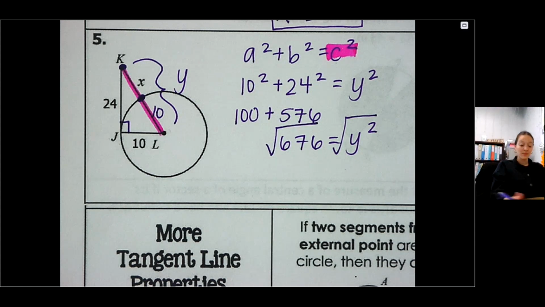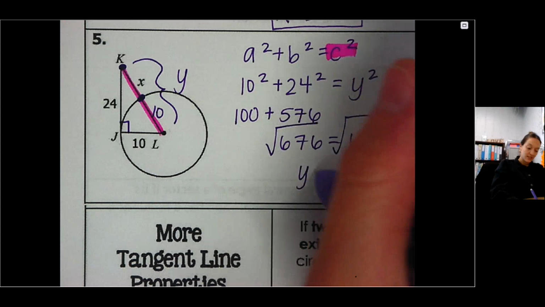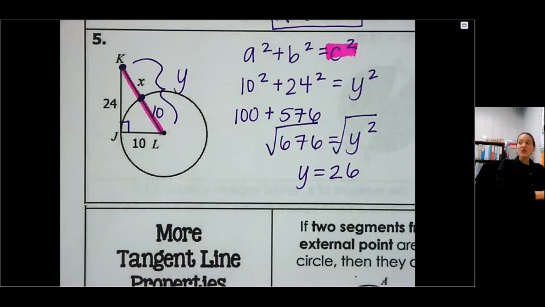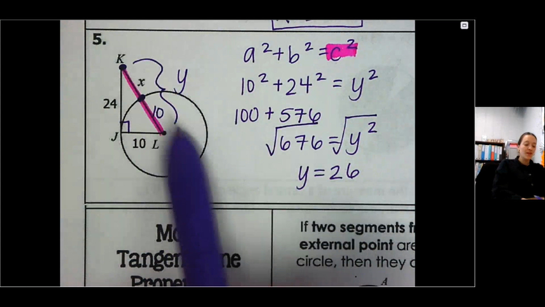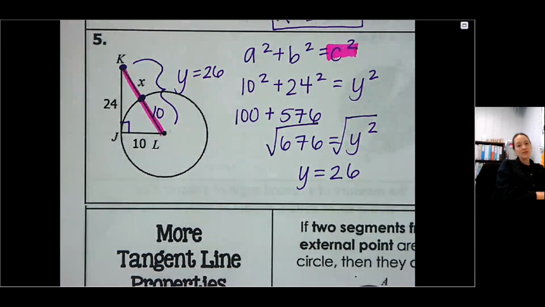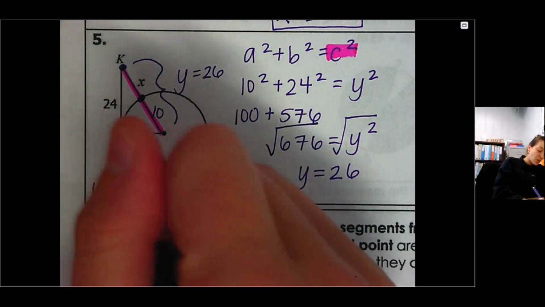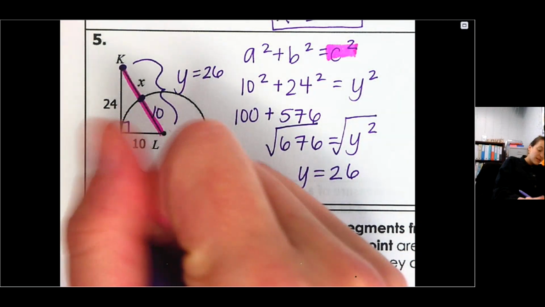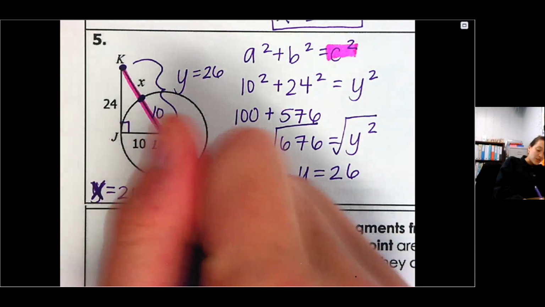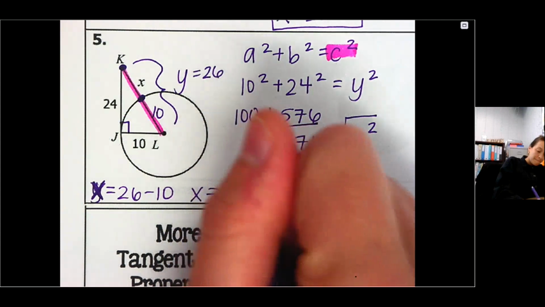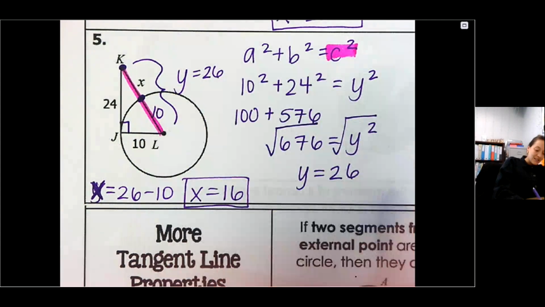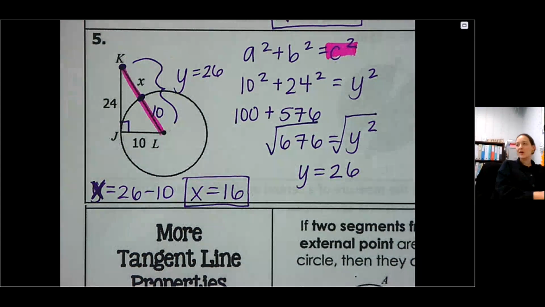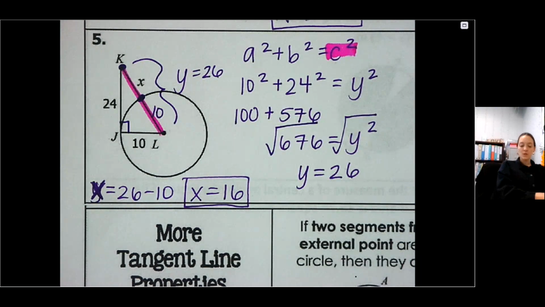You want to square root that for me? 26, thank you. Okay, so if the full length of this whole thing is 26, what is your X value worth? 16, good. So your X value is you take your 26 and subtract your 10. That's like the hardest one right there. So if you can do that one, you can do the rest.